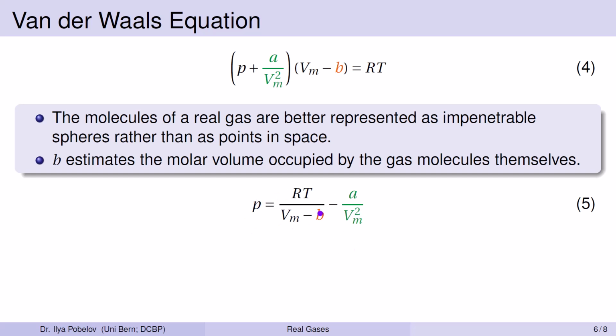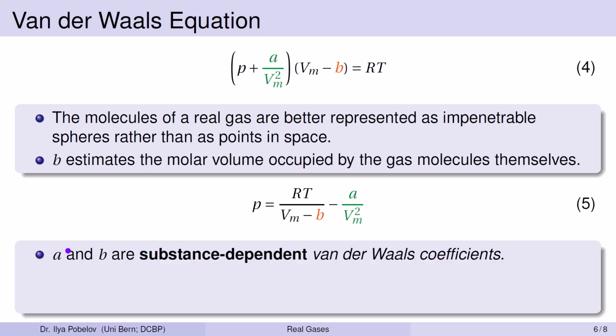We will now rearrange the van der Waals equation to express the pressure as a function of other state variables. Here you can recognize the two terms that account for attractive and repulsive interactions between gas molecules. In comparison with the ideal gas law, the term RT over Vm minus B increases the pressure, taking into account the actual volume that gas molecules occupy when factoring in their own volume. Conversely, the term minus A over Vm squared reduces the pressure, accounting for the attractive interactions between the gas molecules.